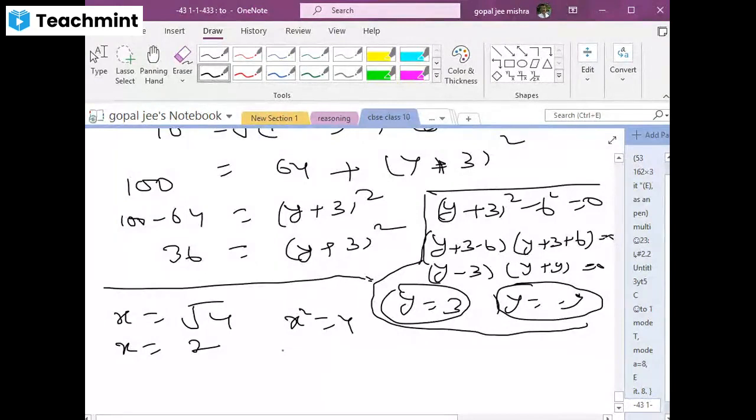It will be x is equal to plus minus 2. And there also I said plus minus. Here also you said plus minus 2. Yes, it will be plus minus 2. That is the mistake. For removing that mistake, I was practicing that formula.